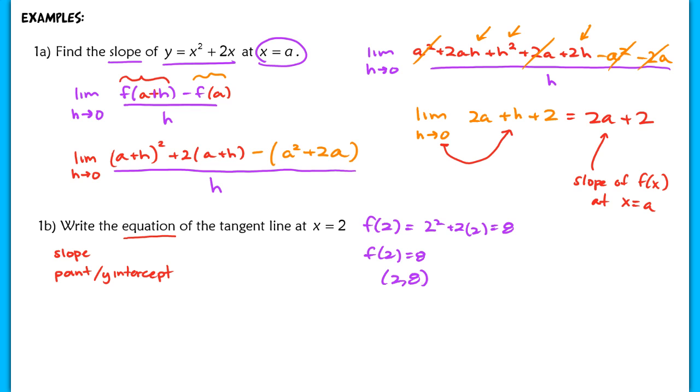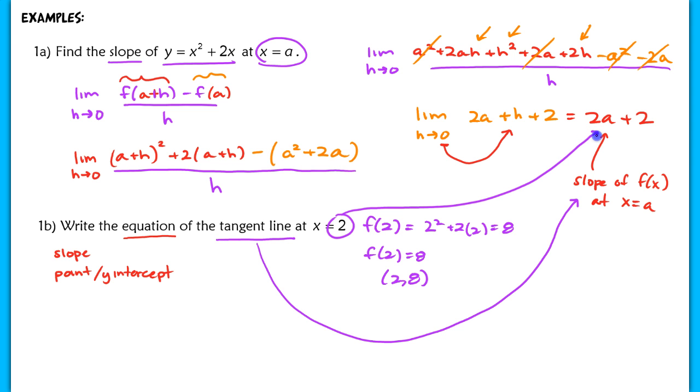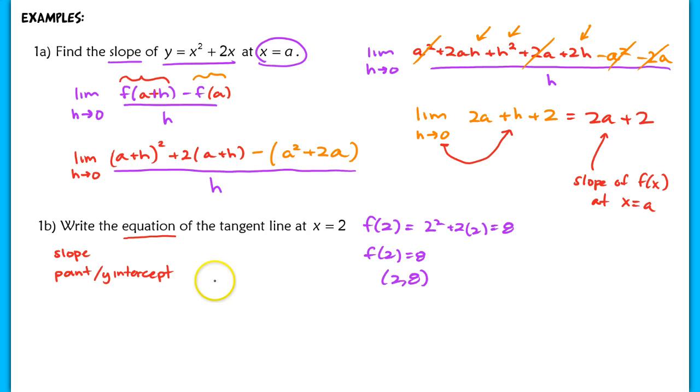Now for the slope, we know that the slope of our tangent line is the same as the slope of your function at any value. Here we found an arbitrary slope, 2a plus 2. Since x is equal to 2, I'm going to plug in 2 for a. It's just another way of saying let x be any value a, right? And now we have a value for a. A is 2. So the slope, if I calculate, is going to be 2 times 2 plus 2, which is 6.